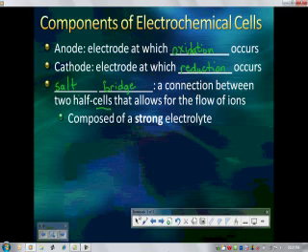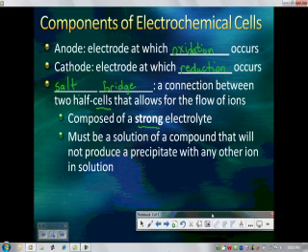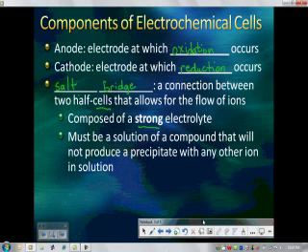The salt bridge is composed of a strong electrolyte. That's what we were just saying. If it doesn't completely dissociate, it's not good in a salt bridge. And it's got to be something that doesn't produce a precipitate with our three amigos, silver, mercury, and lead. Or with barium, strontium, or calcium. Those guys precipitate a lot too with sulfates. So sulfates would not be a good choice.